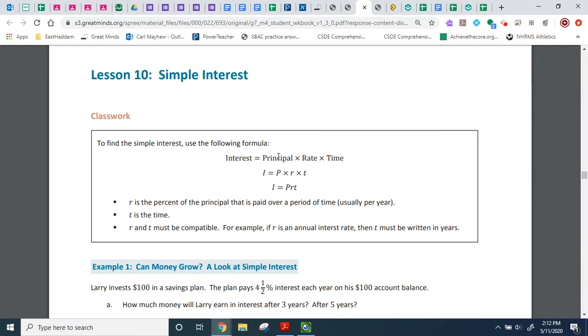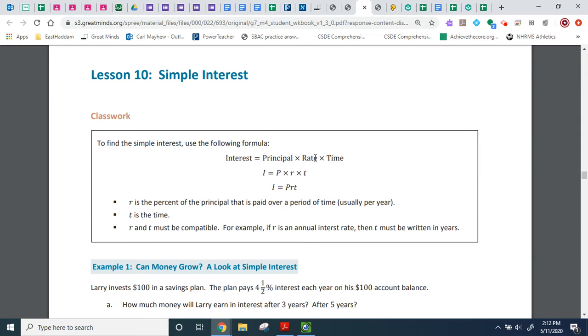Interest is equal to your principal times your rate times your time. What that means is your interest is the money that you earn. Your principal is the amount of money that you start off with. Your rate is usually expressed as a percent, which we'll actually write as a decimal. And your time is how much time you're actually earning with that percent and your original amount.